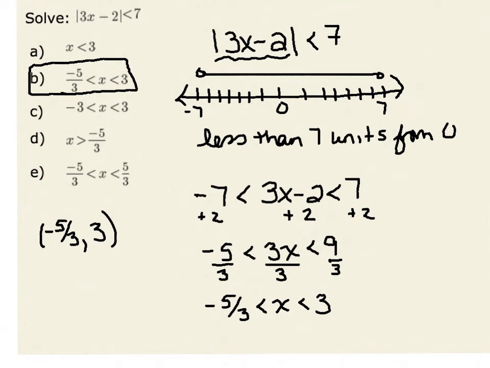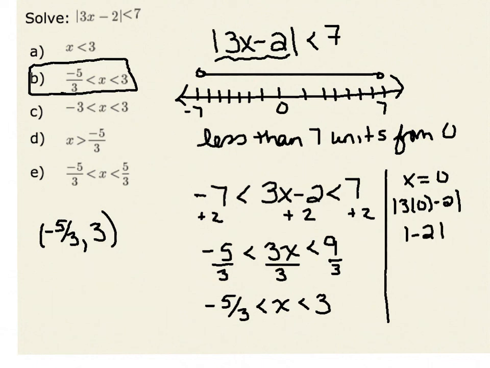We could check our answer by selecting an x value that's in our interval between negative 5/3 and 3. For example, if we chose x equal to 0, we could substitute x equal to 0 into our original inequality, giving us the absolute value of 3 times 0 minus 2, and we want to check to see if this is less than 7. Well, 3 times 0 is 0, and 0 minus 2 is negative 2. Therefore, we have the absolute value of negative 2, which is equal to 2, and we can see that 2 is indeed less than 7.